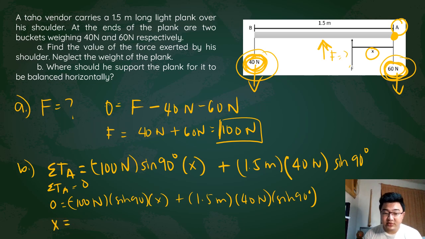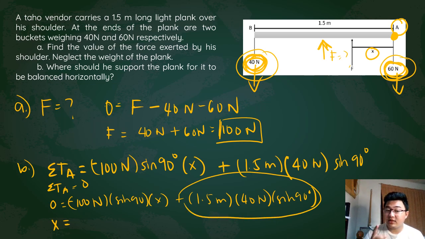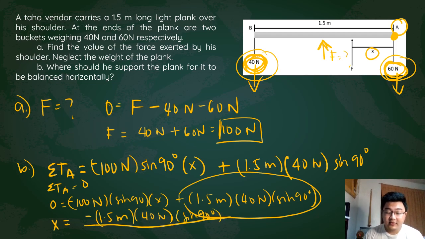To derive an equation for x, we will need to take this term and transpose it to the other side. That will give you negative 1.5 meters times 40 newtons times sine 90 over, and you're left with this expression. To get rid of negative 100 and sine 90, you need to divide both sides by them. So you have negative 100 newtons times sine 90. So that's our solution for x.